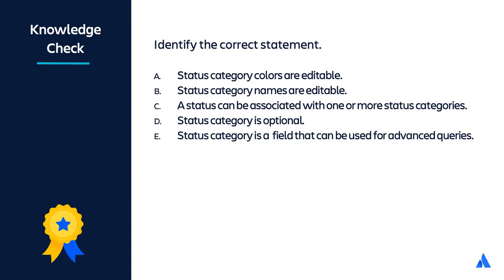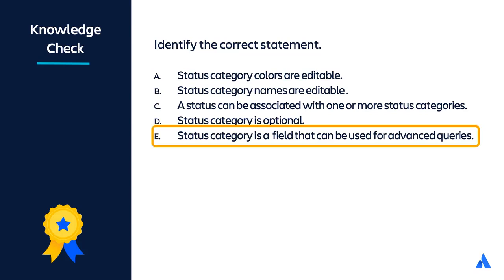Identify the correct statement. A. Status category colors are editable. B. Status category names are editable. C. A status can be associated with one or more status categories. D. Status category is optional. Or E. Status category is a field that can be used for advanced queries. The answer is E. It is possible to perform an advanced query using the status category.